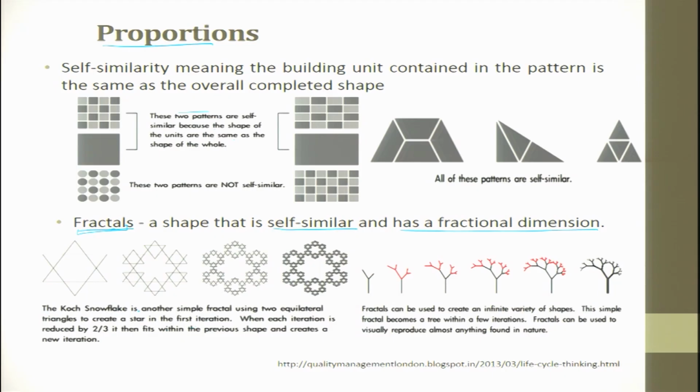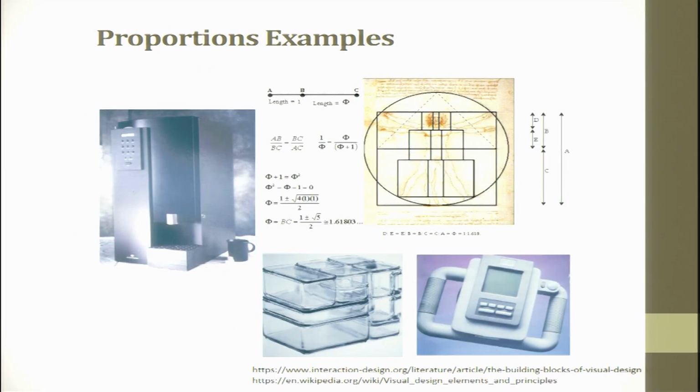The snowflake is another simple fractal, using two equilateral triangles to create a star in the first iteration. When each iteration is reduced to 2/3, it then fits within the previous shape and creates a new iteration. So, you see 2/3, 2/3, 2/3, you can see snowflakes are created, which also follows a fractal. So, shapes are very important.